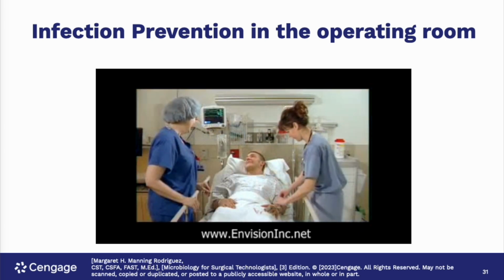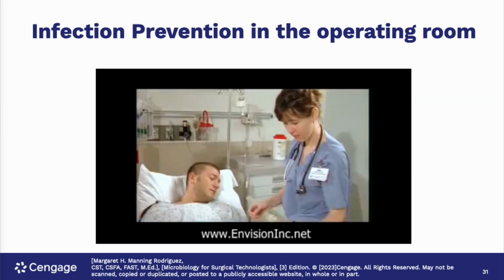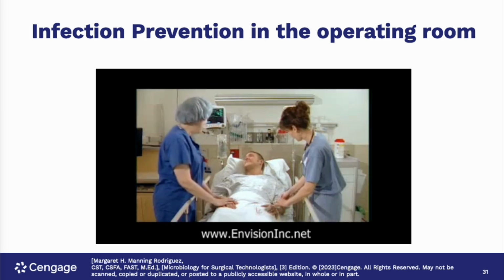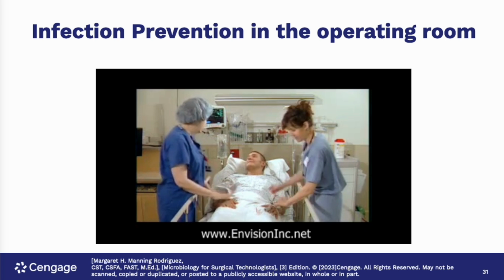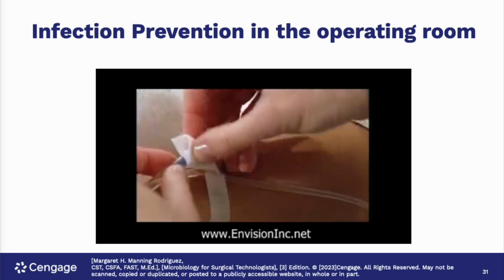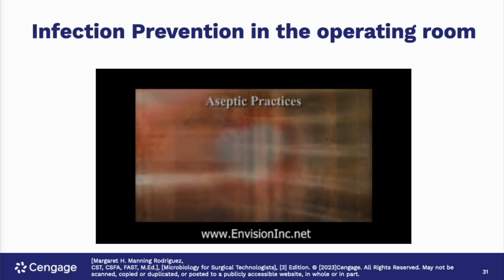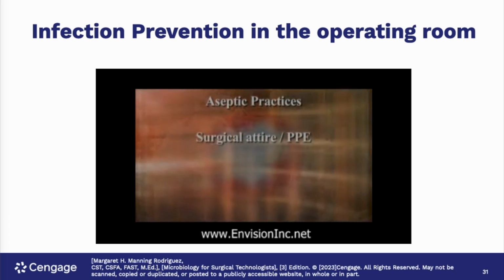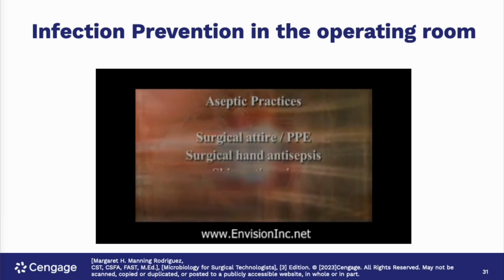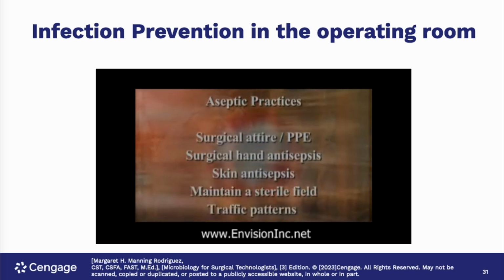There are three main sources of infectious pathogens: the patient, the healthcare professional, and the environment. In order to prevent transmission of pathogens, we must apply aseptic practices to all three sources. Asepsis, by definition, is a condition free from germs, infection, and any form of life. Aseptic practices performed by OR personnel include proper surgical attire and personal protective equipment, surgical hand antisepsis, patient skin antisepsis, maintaining a sterile field, and traffic patterns.